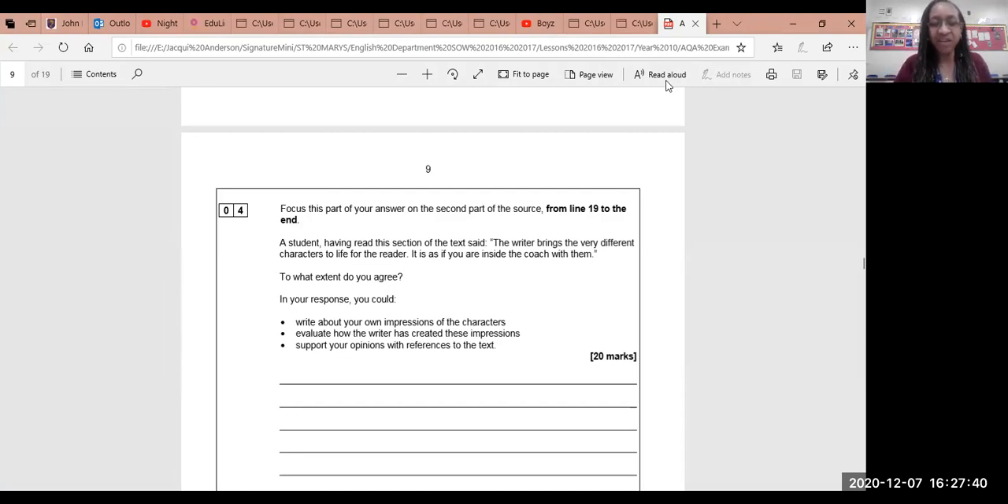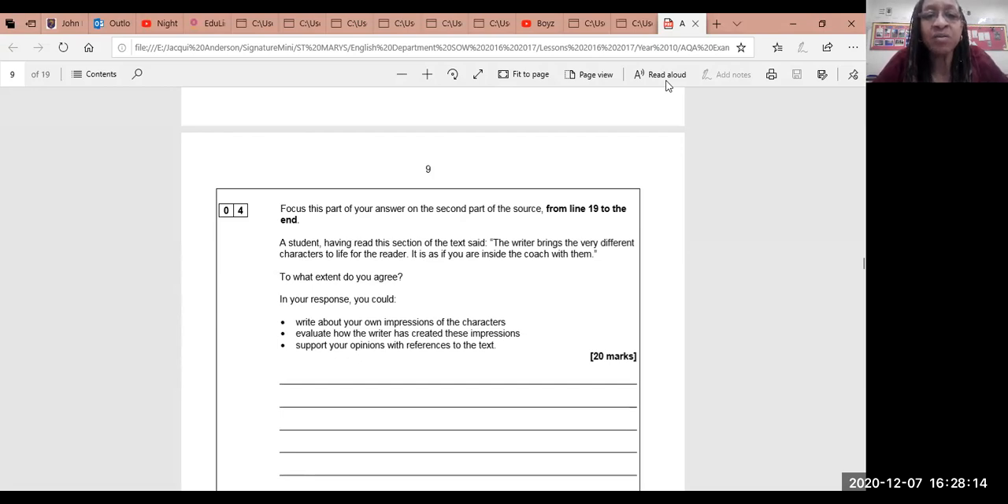Right, the key thing here again is to be using your highlighting pen to ensure that you are highlighting the key words in the question. Are you focusing on what the question is asking you to do? Once you've done that, you need to go back to the text. Draw a line from line 19 to make sure that you're only looking from line 19 to the end of the text. And then you are looking for key quotations that show you about how the characters are presented.